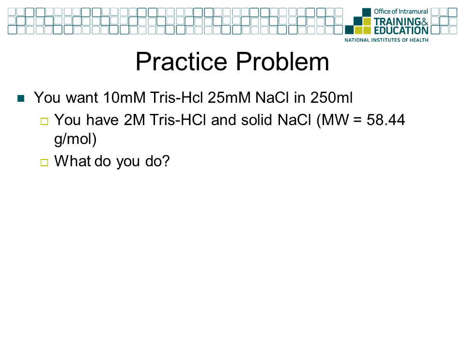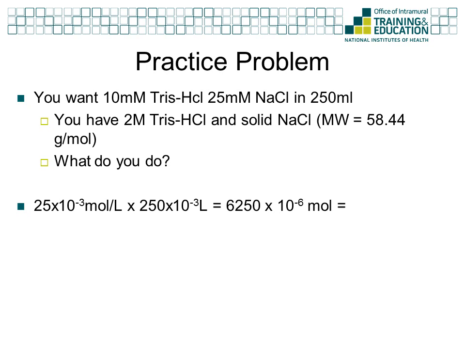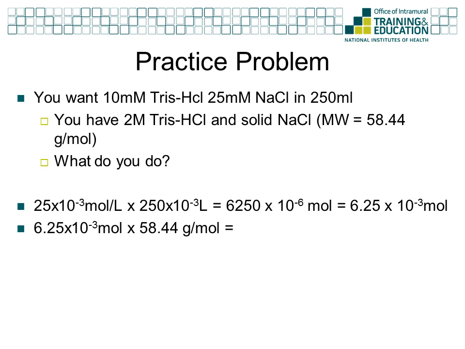Start by finding the mass of NaCl you will weigh out and add. We know we want 25 times 10 to the negative 3 moles per liter and a total volume of 250 times 10 to the negative 3 liters. We multiply these together to get the total number of moles of NaCl we will need in the solution. In this case, 6.25 times 10 to the negative 3 moles. We then multiply that number by the molecular weight of 58.44 grams per mole to get the total mass of NaCl we'll need. This equals 0.36 grams of NaCl, which can be measured on most laboratory scales.